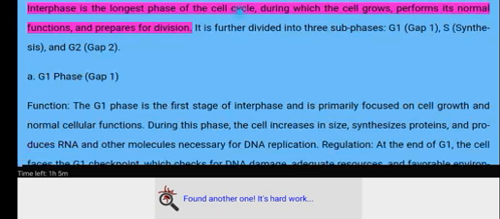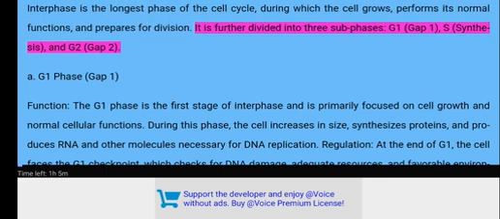1. Interphase. Interphase is the longest phase of the cell cycle, during which the cell grows, performs its normal functions, and prepares for division. It is further divided into three subphases: G1 (gap 1), S (synthesis), and G2 (gap 2). A. G1 phase (gap 1).